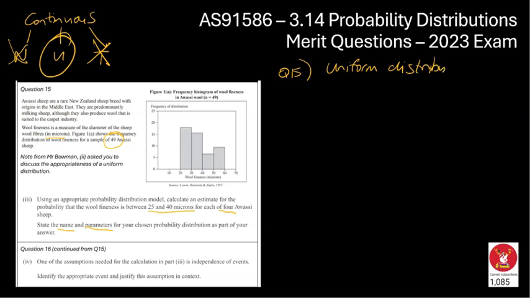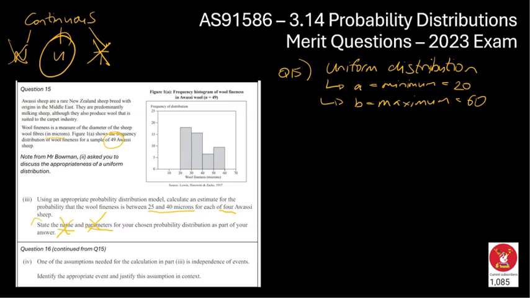If we look at that bottom sentence, it says state the name. I've stated the name, and now I've got to state the parameters. The only real parameters of a uniform distribution are the A value, which is the minimum, and the B value, which is the maximum. If you look at our graph, the minimum has a wool fineness of 20. Then B relates to the maximum potential microns of one of these sheep. The maximum in our case is down the very right-hand side there, that's 60. So those are your parameters, and I've answered that last bit of the question.